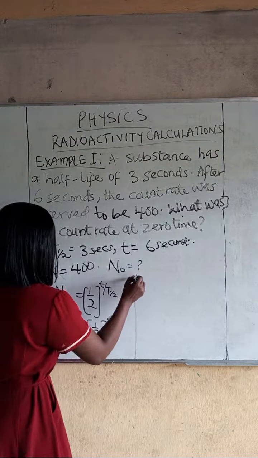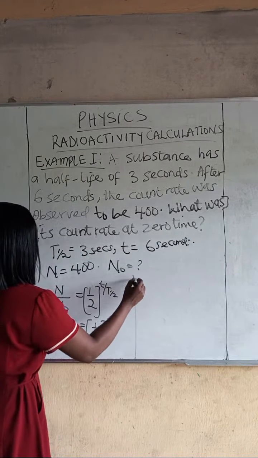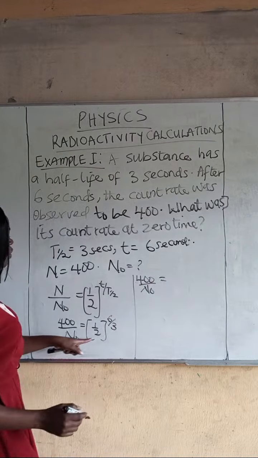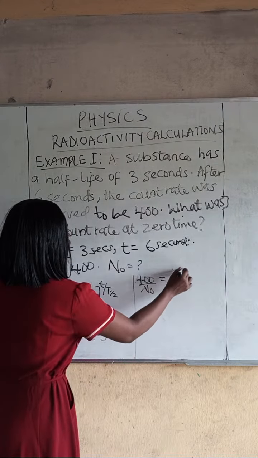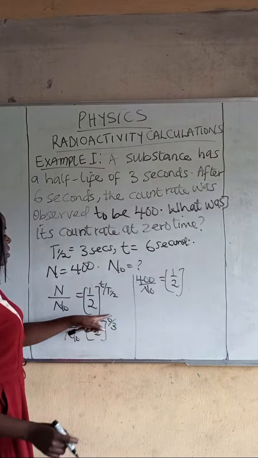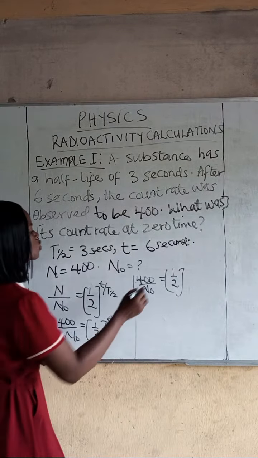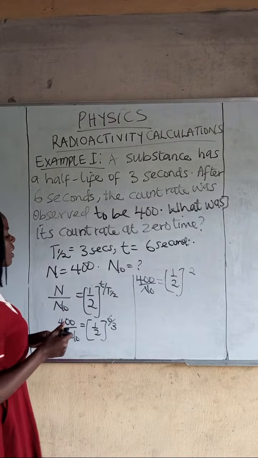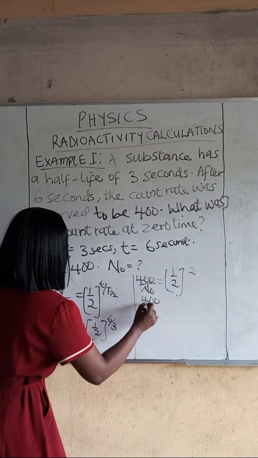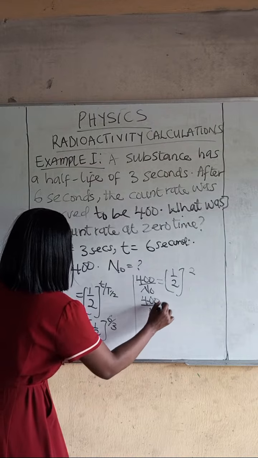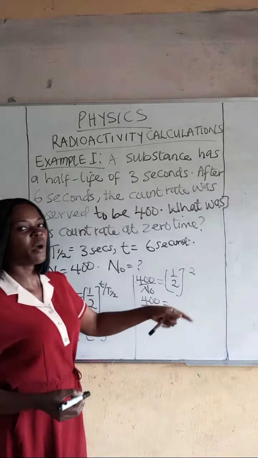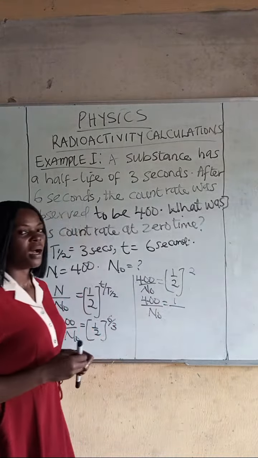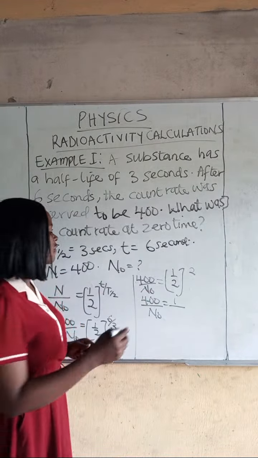Okay, let's go. We have 400 divided by n naught is equal to 1 over 2 raised to the power of 6 divided by 3, which is going to give me 2. Raised to the power of 2. Now, I will go again by saying 400 divided by n naught is equal to, let's remove the power, 1 raised to the power of 2 is equal to 1 over, and 2 raised to the power of 2 is equal to 4.